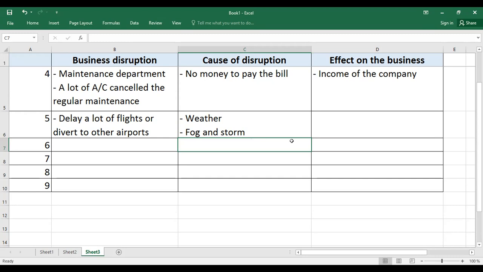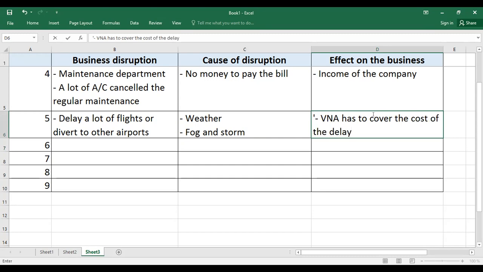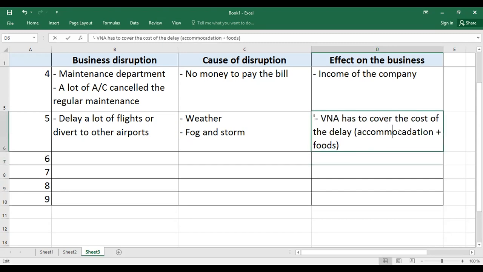So for this occasion, the Vietnam Airlines also have to cover the cost of the delay. For example, hotel cost, passenger cost, that kind of thing. Yeah. Food and beverage as well. There's a lot of money to cover. Yeah. I know how many. Okay.